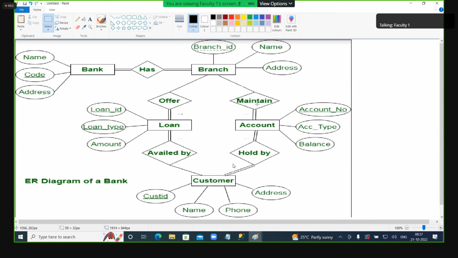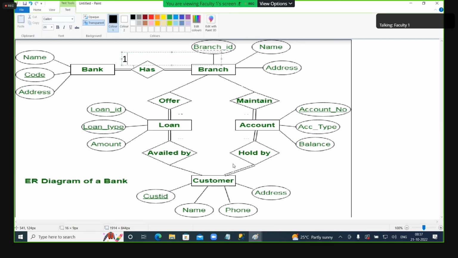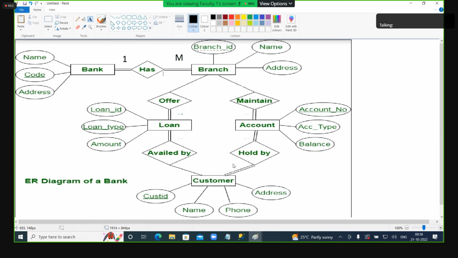Now in this diagram, what is this diamond shape? Relationship. There is a relationship between bank and branch. Let's identify what the relationship is: one to one, one to many, or many to many? One bank has many branches. So the relationship is one to many. One bank can have many branches.